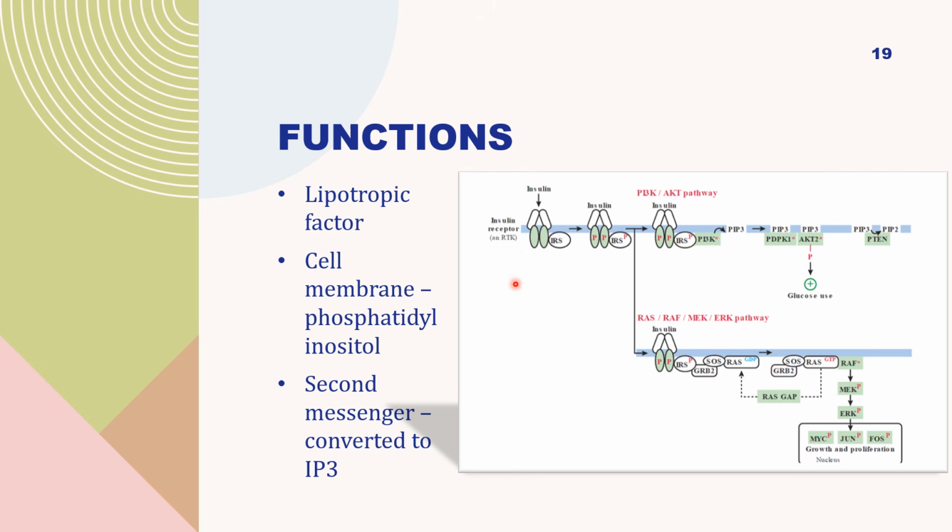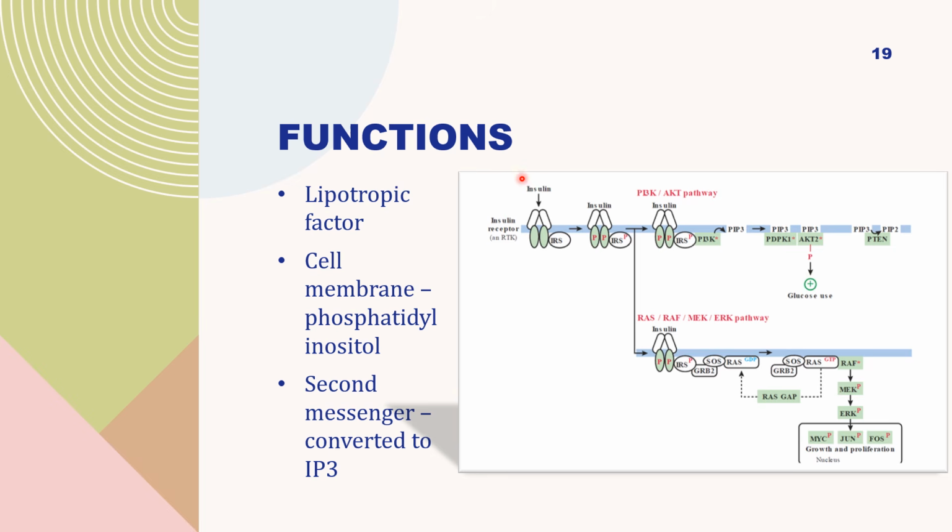So a second messenger comes into play when a hormone reaches the receptor. Here the hormone we are seeing is insulin. Insulin attaches to the receptor present in the cell membrane. It activates the phosphatidyl inositol present in the cell membrane, so it will be converted to PIP3. This form will activate the further signal transduction pathway, which ultimately results in the usage of glucose inside the cell.